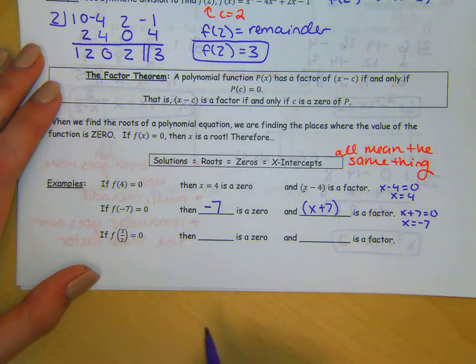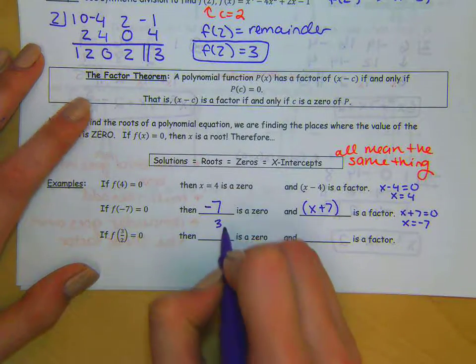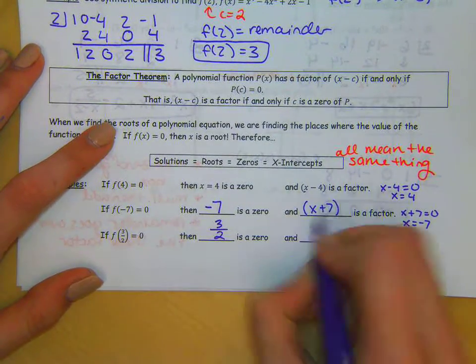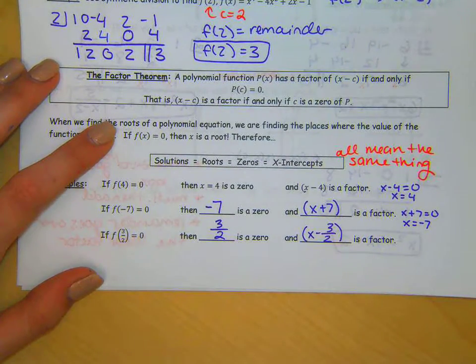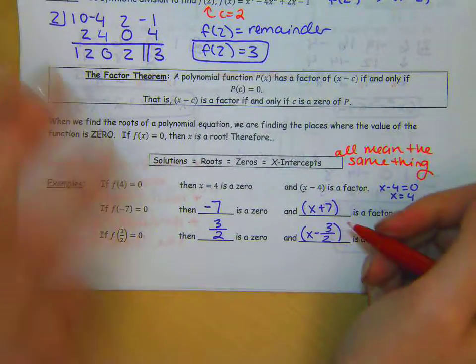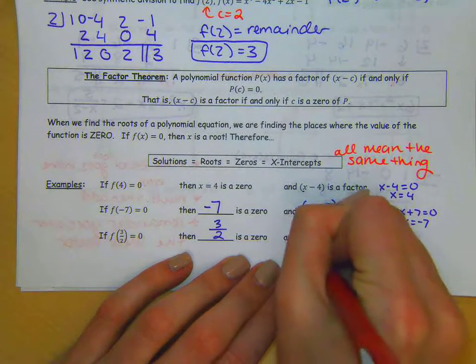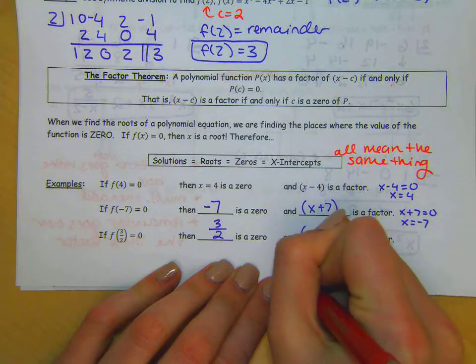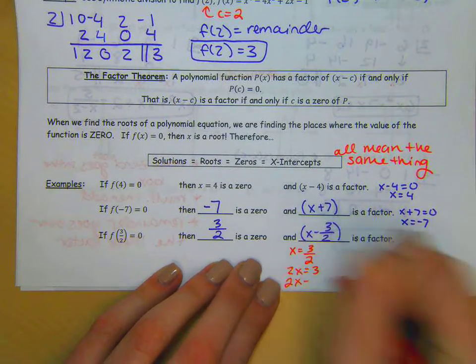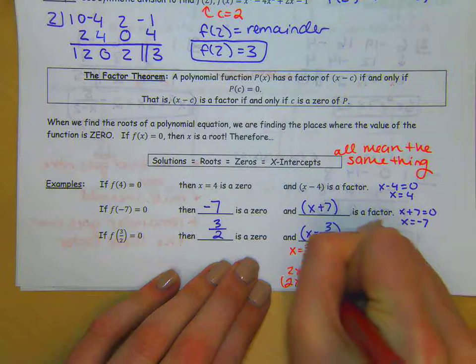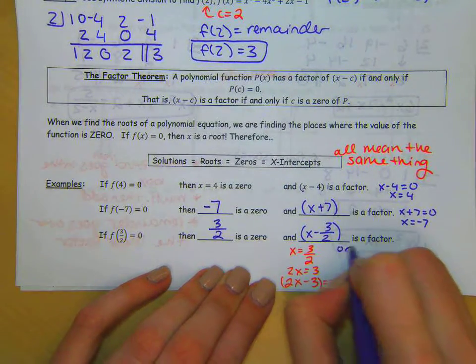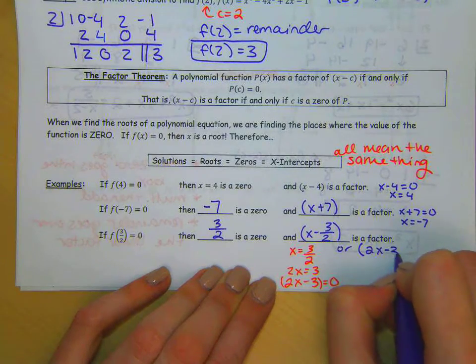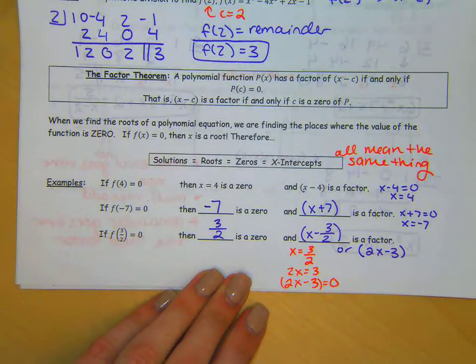So f of 3 halves equals 0, so that tells me by the factor theorem that 3 halves is a 0, and that x minus 3 halves is a factor. Another way that you'll see this written is if we think about x being equal to 3 halves, well, that means 2x equals 3, or 2x minus 3 equals 0. So either x minus 3 halves or 2x minus 3. Those are equal. Those mean the same thing. They're just written in different ways. All right, on to the next page.